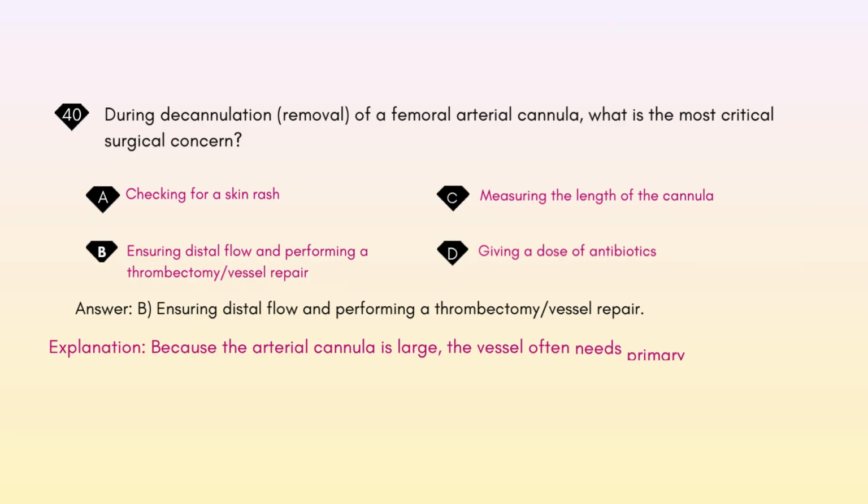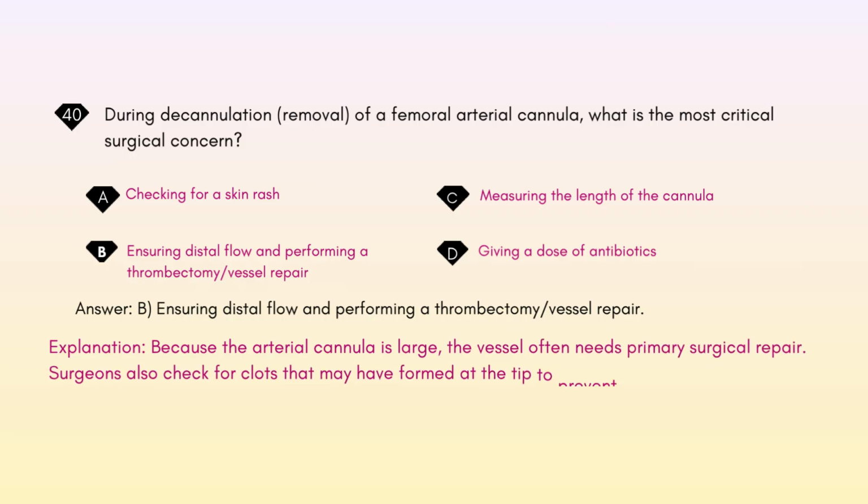Explanation: because the arterial cannula is large, the vessel often needs primary surgical repair. Surgeons also check for clots that may have formed at the tip to prevent an embolic stroke or leg ischemia.